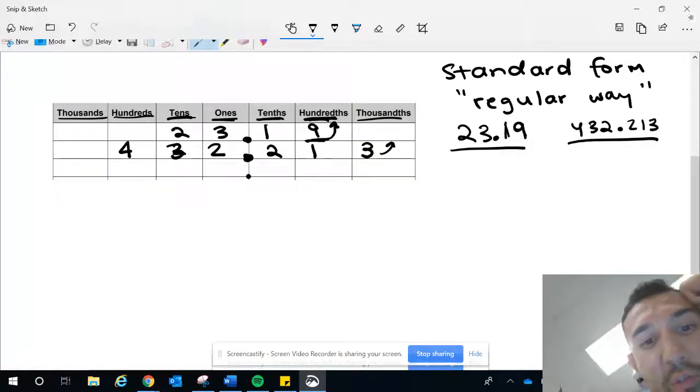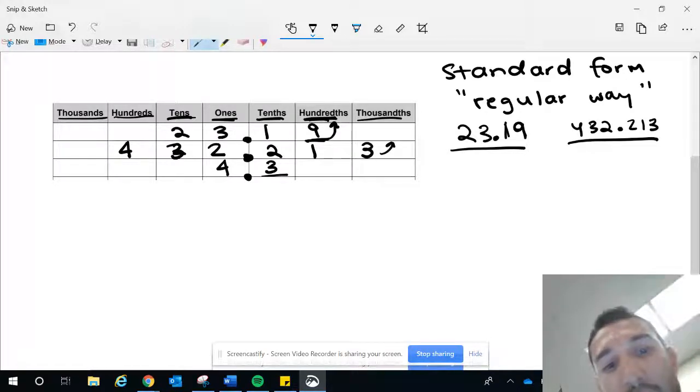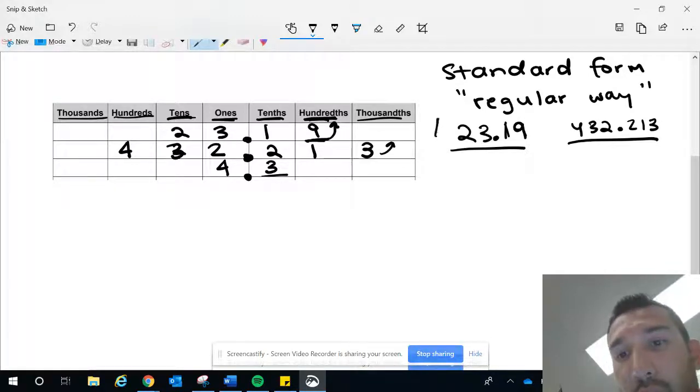All right, let's go a little smaller. Let's say I had 4 and 3. What does the 3 fall under? It falls in the tenths place value, so I'd say 4 and 3 tenths, right? So again, this is standard form, just writing out the numbers regularly, like right here.